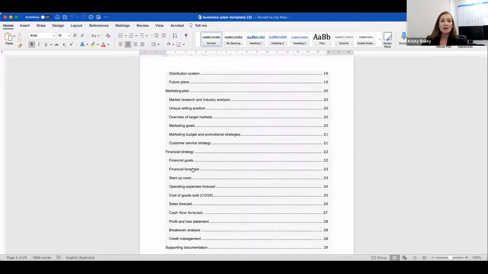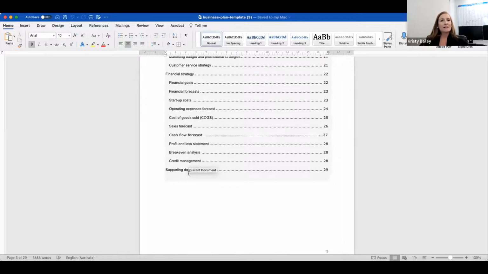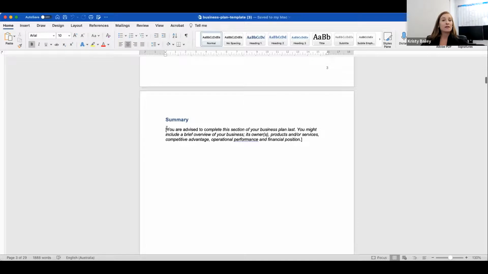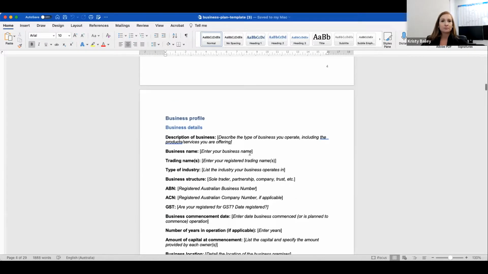The financial side of things is extensive in here. And then you will always link back to external documents as well. So the tips that you find along the way here are fantastic. And you'll see here, in these brackets, it will tell you the tip, and then that's an indication to remove it and replace it with your information.